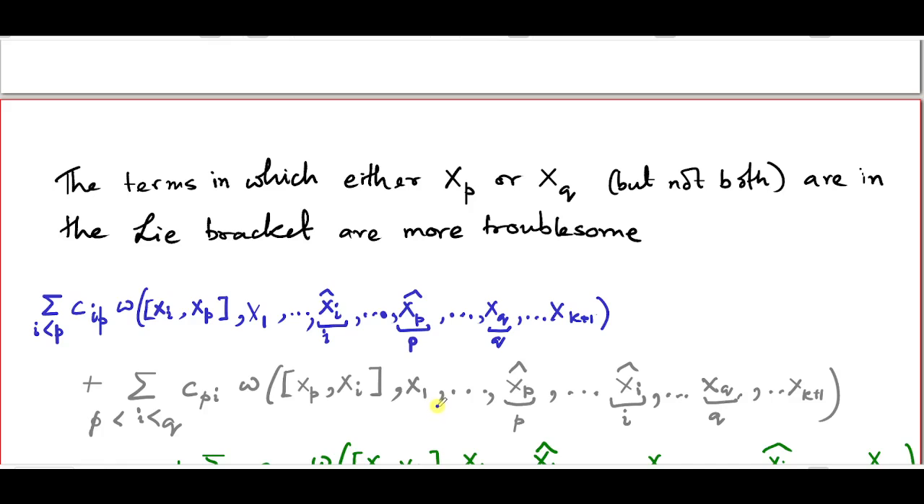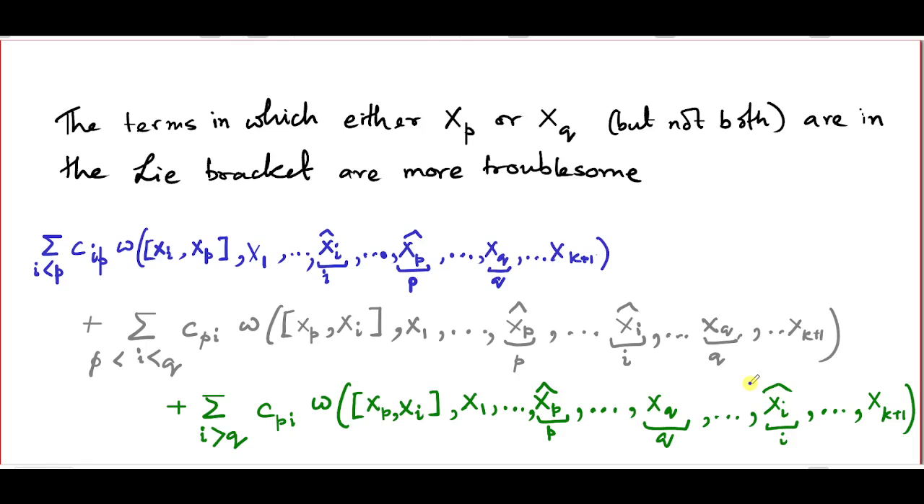The only important point here is this I does not go from P plus 1 all the way up to K plus 1. This I in this sum, in the second part, is actually less than Q. That means the missing slot here is somewhere in between the slots for xp and xq. And the final piece of the sum, where xp is in the Lie bracket, is again one in which xi is more than p, but here I is actually more than q as well. So the missing slot here is to the right of q.